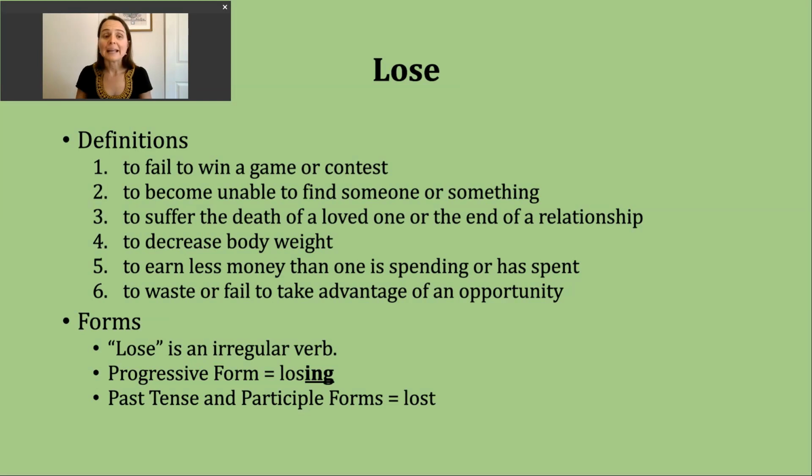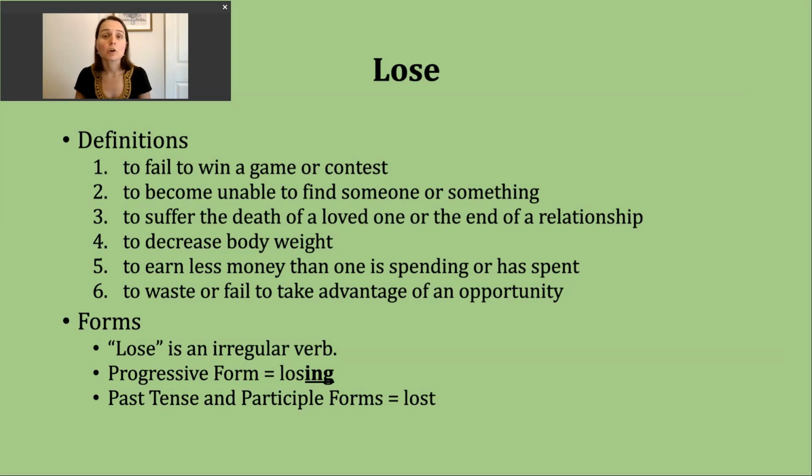A fourth way you might hear lose used is to mean to decrease one's body weight. You'll again see commercials telling you about how to lose weight. So that idea of decreasing.